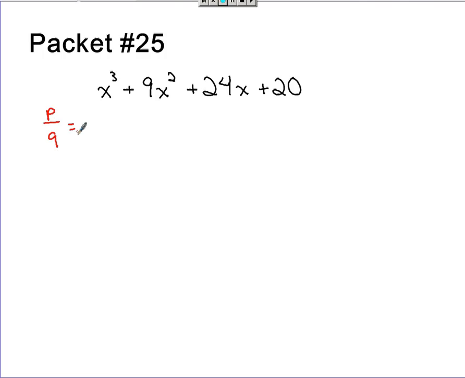If we're going to list some possibilities, now we've done this a few times, kind of cut to the chase. We know we're taking the factors of the constant, we're dividing by the factors of the lead coefficient. So since I'm dividing by 1 here, I'm just going to get the factors of the constant back, right? So factors of 20 would be 1, 2, 4, 5, 10, and 20. So I narrow down the possibilities from these possibilities.